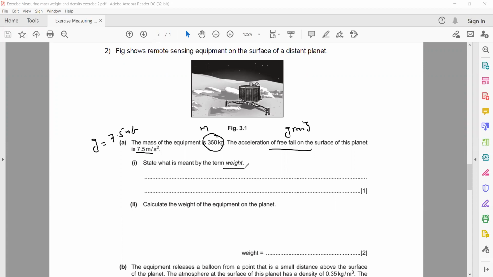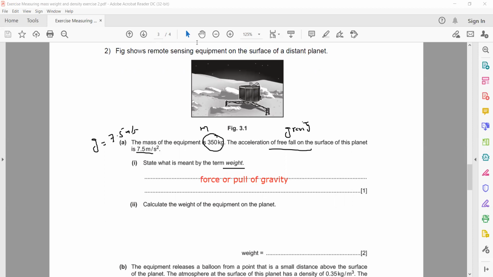What is meant by the term weight? So first they're asking the definition of weight. How do we define weight? Weight is basically a force or a pull of gravity. So the pull of gravity or force of gravity is known as the weight. The force exerted on the object due to gravity, that's also right, Abdullah.